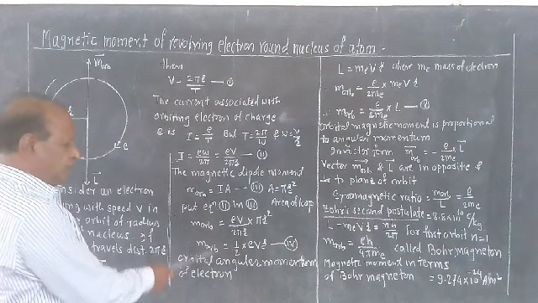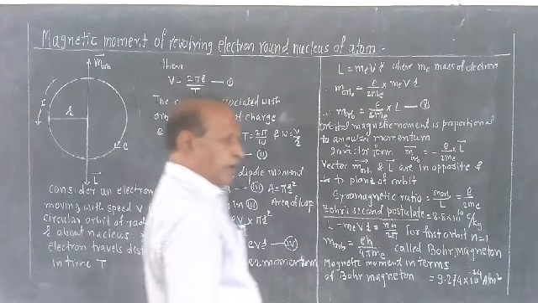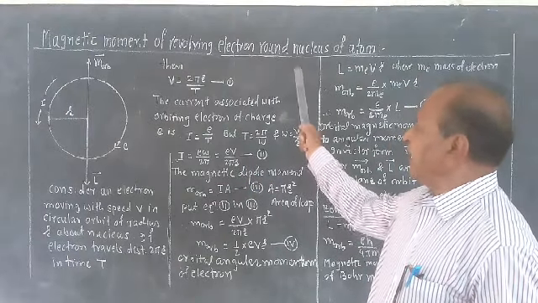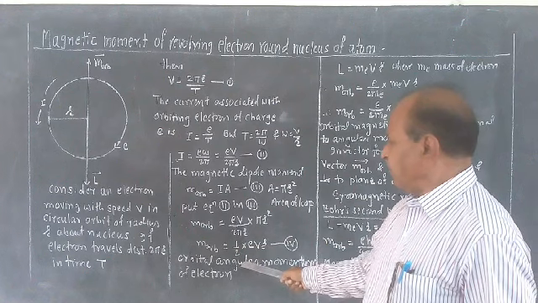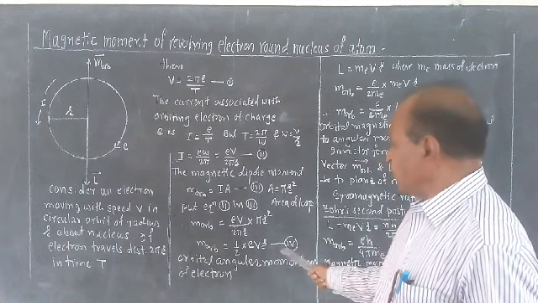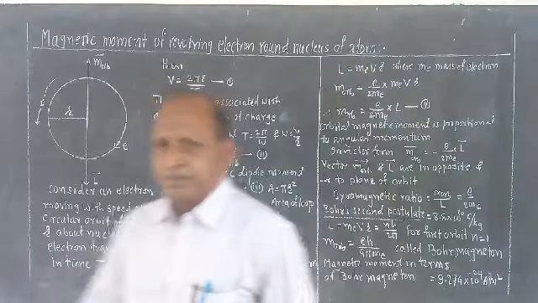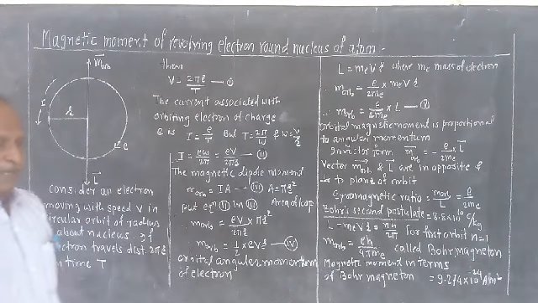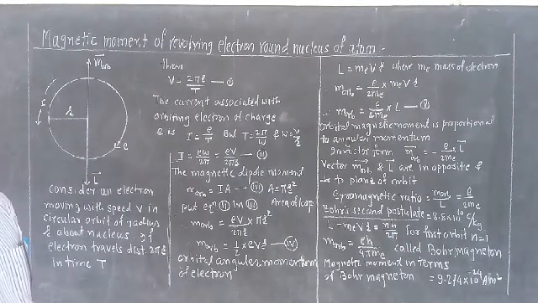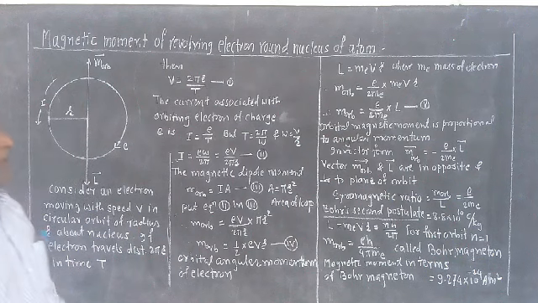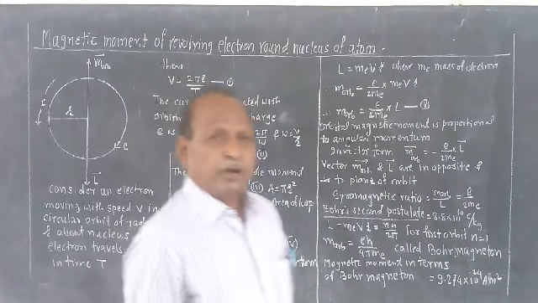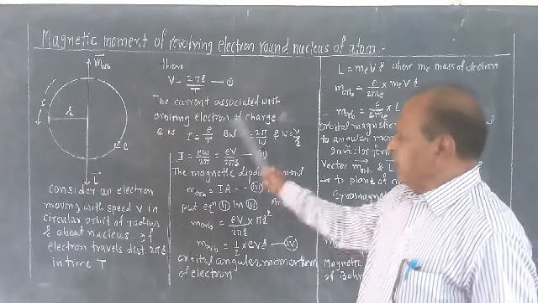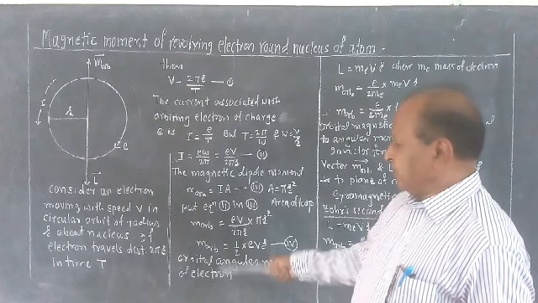So this is the expression for dipole moment of electron revolving around the nucleus of atom. This is the first equation, the final equation we have obtained here. The question will be like this: obtain an expression for magnetic moment of revolving electron around the nucleus. Then the answer for that question is like this.